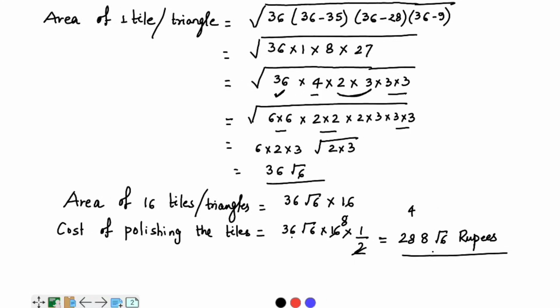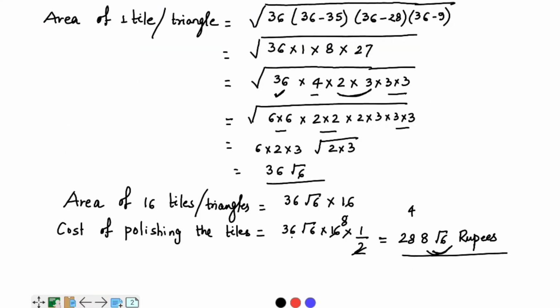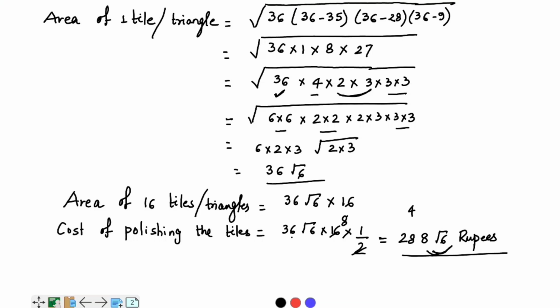If the value of root 6 had been given, then okay, but you can see in this question there is no such value given, so we will find out root 6. So we find the value of root 6 for this. Let us find it here. All children should know this. This is how we find the value of root 6.